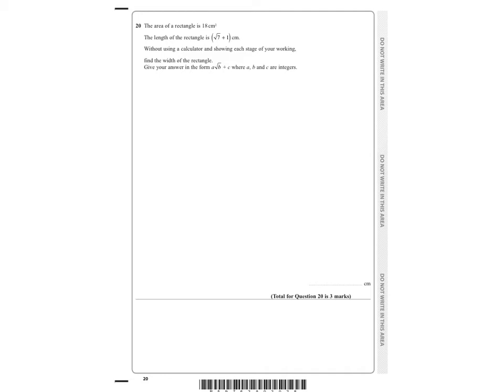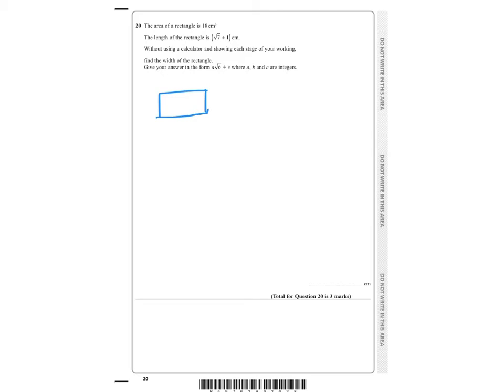Okay then, so the area of a rectangle is 18 centimetres squared. The length of the rectangle is √7 plus 1. Without using a calculator and showing each stage of your work, find the width of the rectangle. Well, I always think it's really helpful to draw a picture.